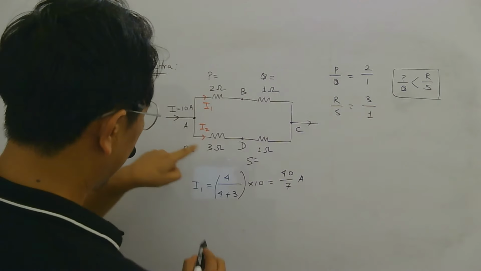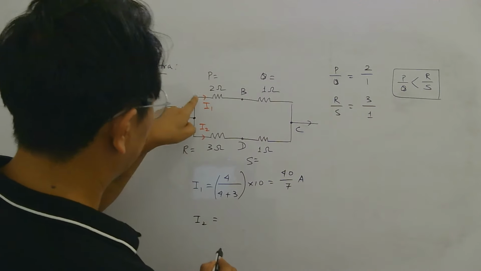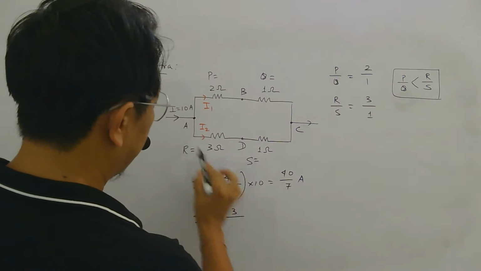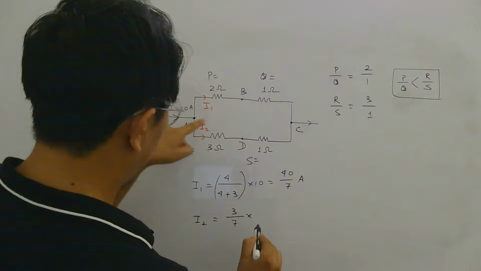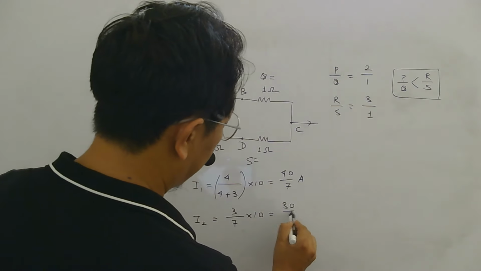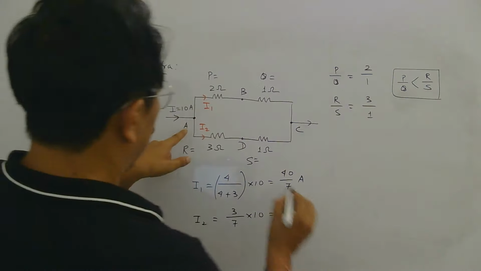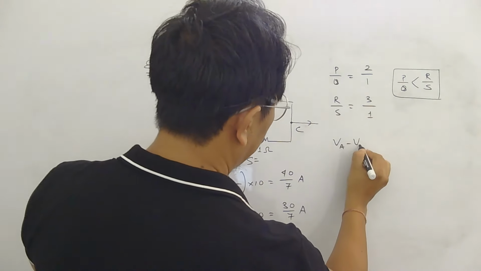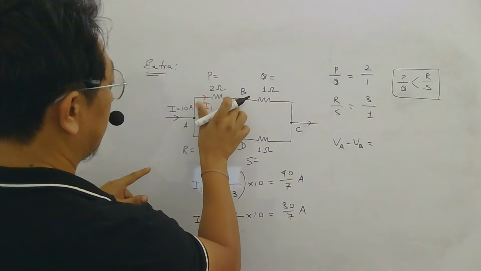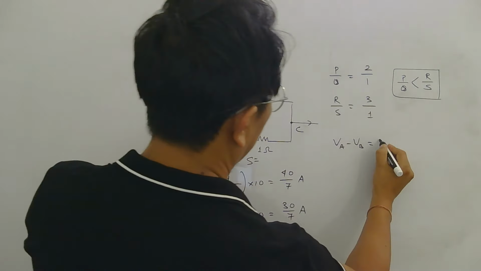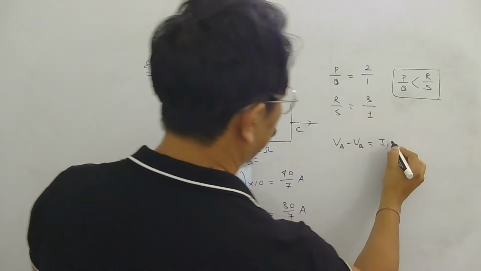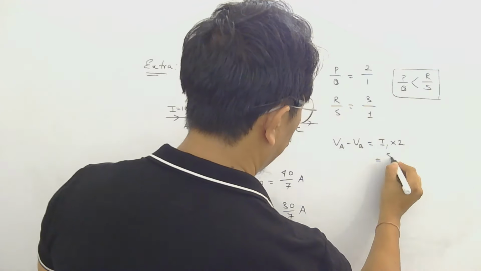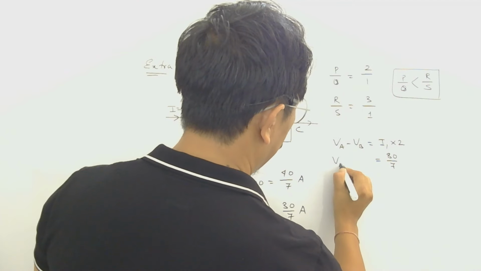What is the current in the lower branch? Resistance of the upper branch, 3, by the total resistance 3 plus 4, 7, into the main current, 30 by 7 ampere, right? Now let me find the potential difference between A and B, VA minus VB. I can use Ohm's law here, current into this resistance, and the current here I1 is 40 by 7, so it will be 80 by 7. This is VA minus VB.